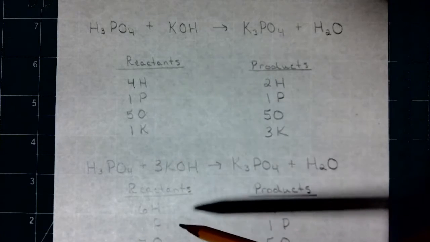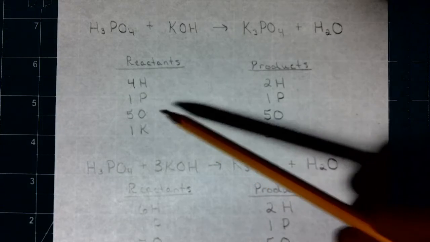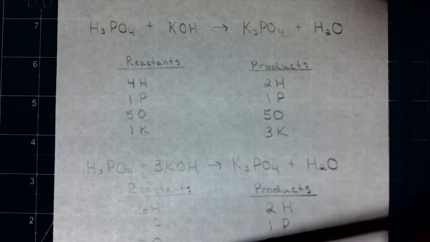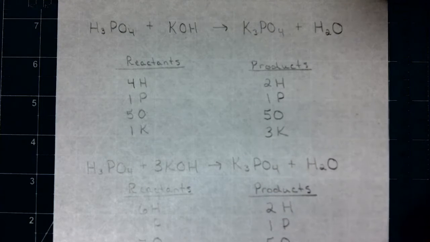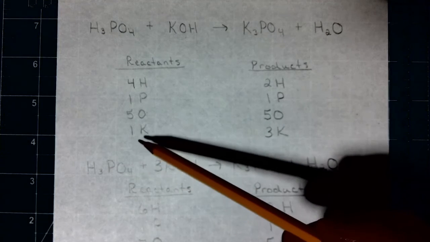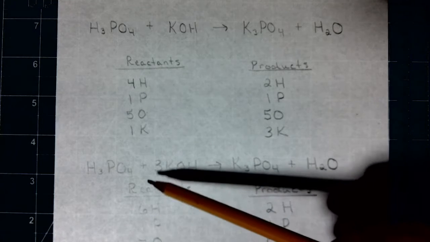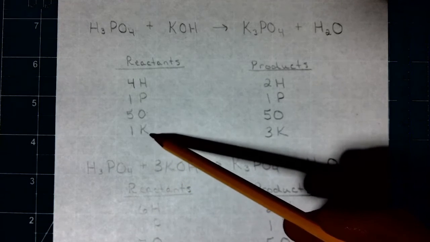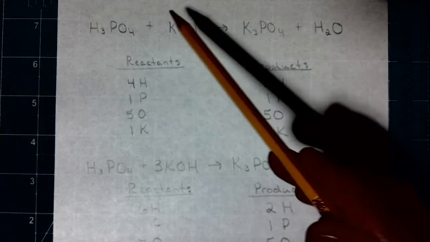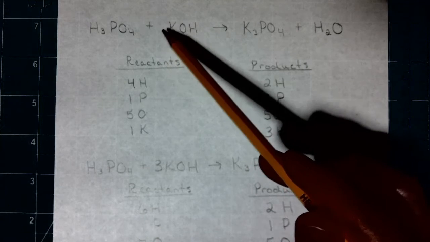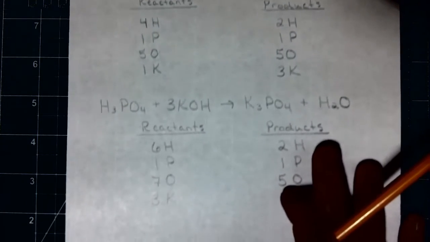So the first thing when I'm looking at this is I say, okay, my oxygens are already balanced. My phosphorus is already balanced. What I don't have balanced is the potassium and the hydrogen. So I will just balance one of those first. Let's try balancing the potassium. I'm going to do that by putting a 3 out in front of KOH.